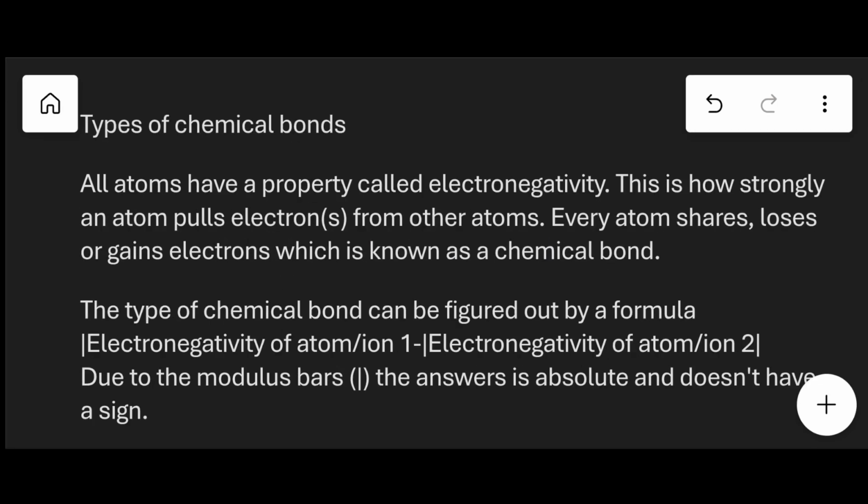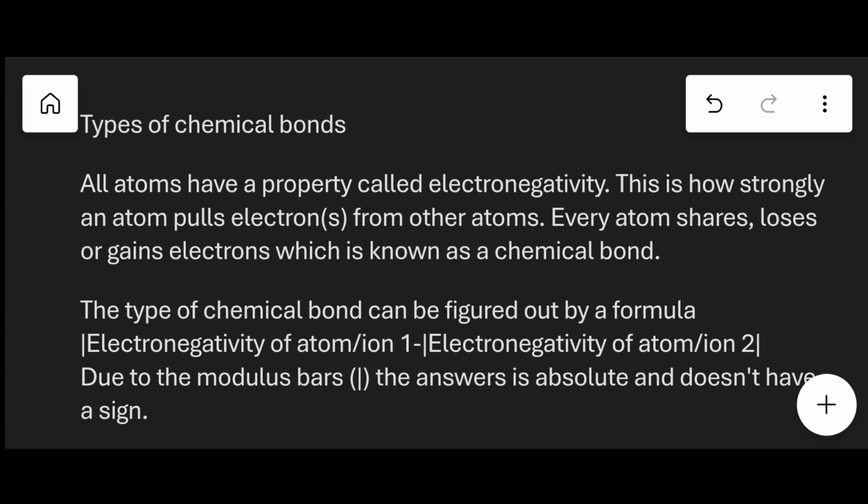Types of chemical bonds. All atoms have a property called electronegativity. This is how strongly an atom pulls electrons from other atoms. Every atom shares, loses or gains electrons, which is known as a chemical bond. You can imagine it as a tug of war, where on both sides an atom is pulling for an electron.